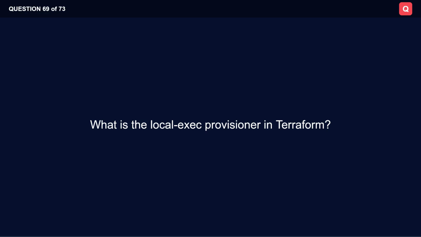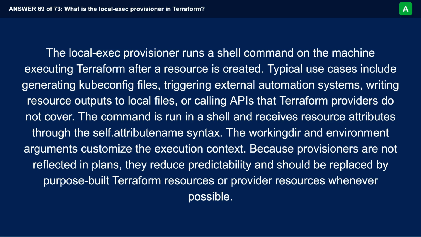What is the local exec provisioner in Terraform? The local exec provisioner runs a shell command on the machine executing Terraform after a resource is created. Typical use cases include generating kube config files, triggering external automation systems, writing resource outputs to local files, or calling APIs that Terraform providers do not cover.